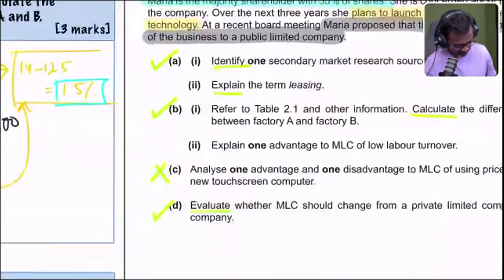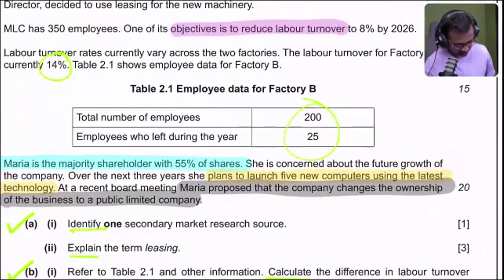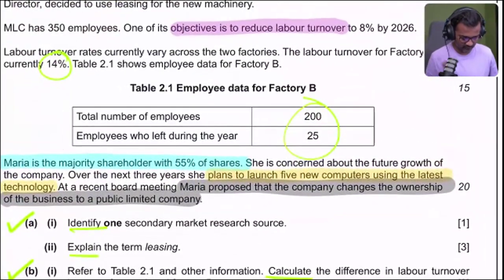Let me just take you back to the case study for a minute and remind ourselves of what they're looking to do. So they have 350 workers. They want to bring it down to 8%. Both of their factories are at 14% and 12.5%. Clearly, they are under the objective that they set for themselves. So one thing that I can show in my answer is that if they're able to bring the current labor turnover, which is 12.5%, lower, they might get closer to achieving their objective of 8% by 2026.